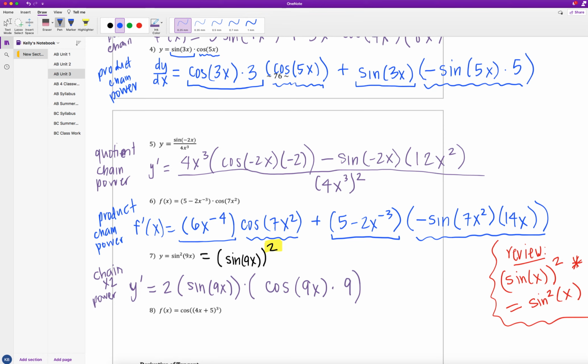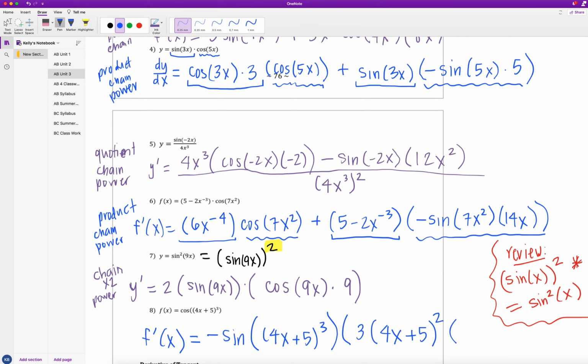In this case, the cosine is my outermost function. So when I go to find f prime of x, I'll start with the derivative of cosine. That's negative sine. Keep the inside the same, so I'm going to rewrite (4x plus 5) to the third, times, now I have to use the chain rule again to take the derivative of (4x plus 5) to the third. Now the 3 is my outermost power, so the 3 comes down, keep the inside the same, so (4x plus 5) to now the second, times the derivative of the inside, which would be 4. We can close all those parentheses.